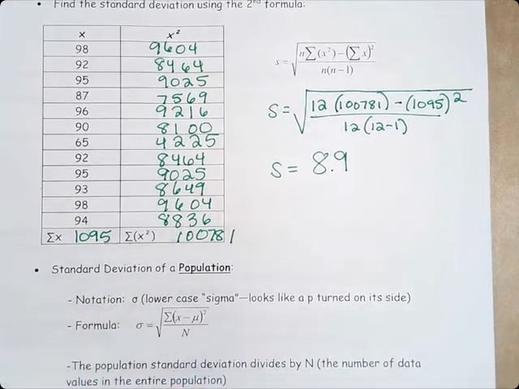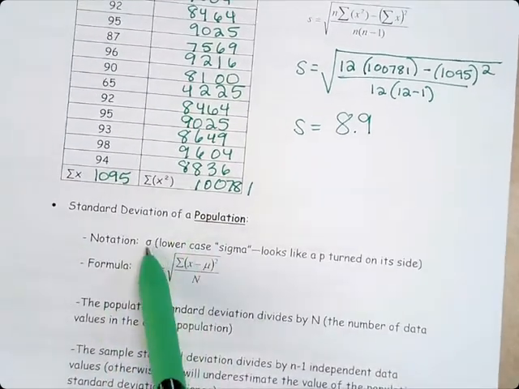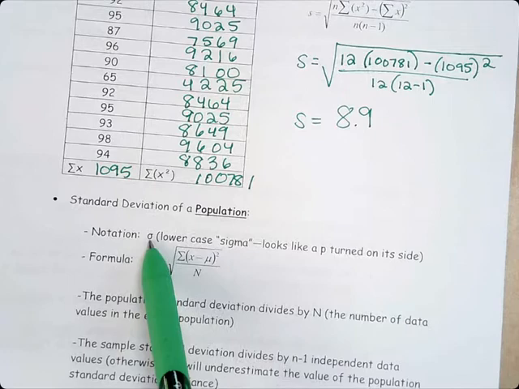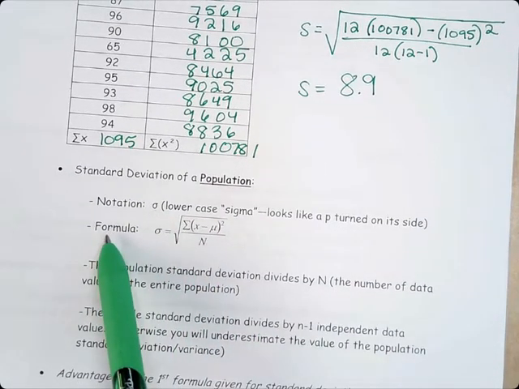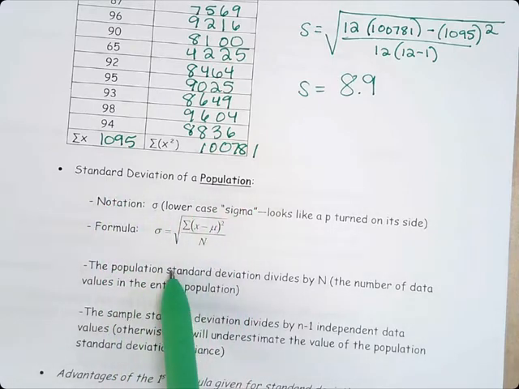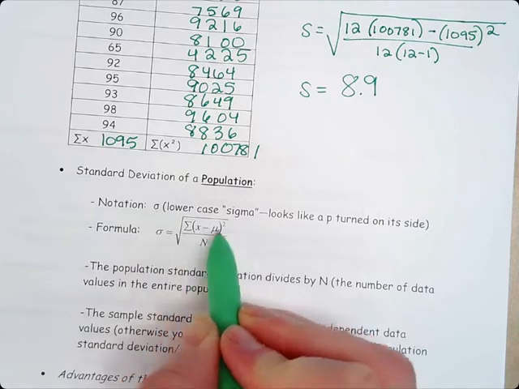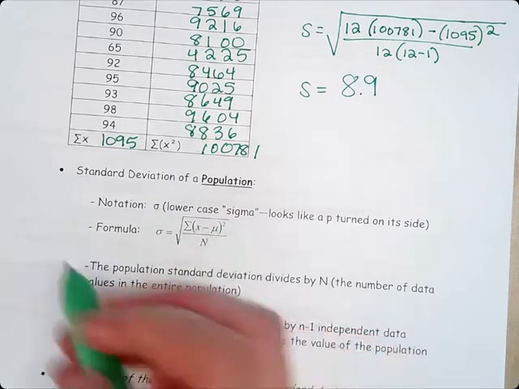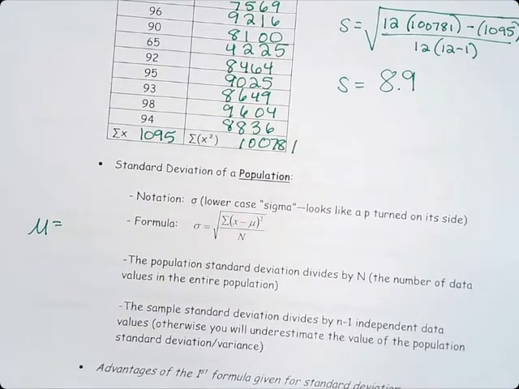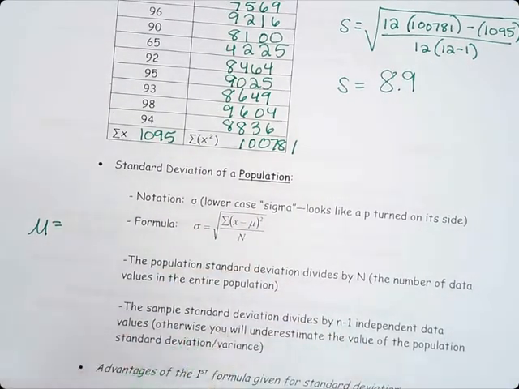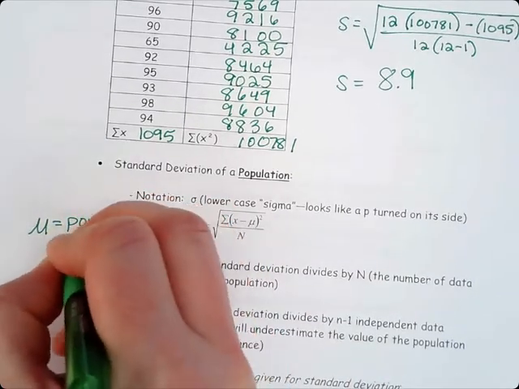Good. All right, standard deviation of a population. That's the one that I talked about, just giving y'all that symbol sigma. It looks like a P turned on its side. To find the standard deviation of a population, we would need to do each data point x minus mu. Do y'all remember mu? Remember x bar was our sample mean? What's mu? Yeah, population mean.